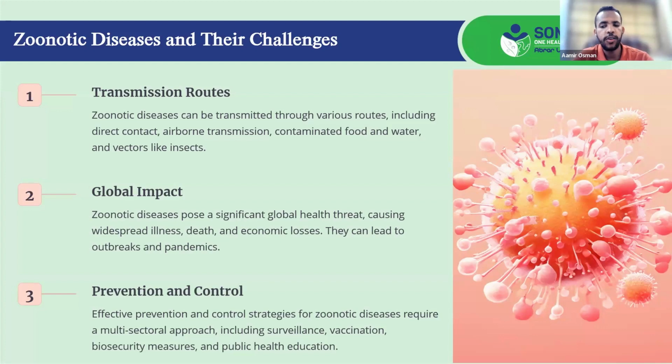When it comes to prevention and control, addressing zoonotic disease requires a comprehensive and multi-sectoral approach. These include implementation of surveillance systems to monitor disease spread, vaccination of at-risk populations, enforcing biosecurity measures, and educating the public on preventive practices. All these need collaboration across sectors from different domains of One Health, including plant, animal, human, and environment. That's also essential to mitigate the risk that may arise from zoonotic diseases.